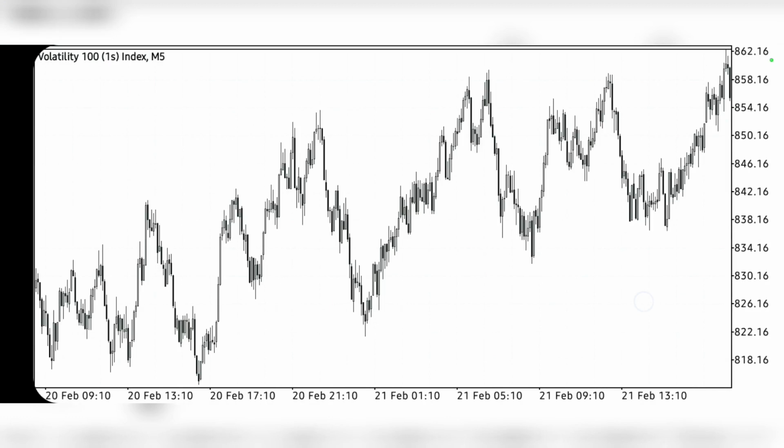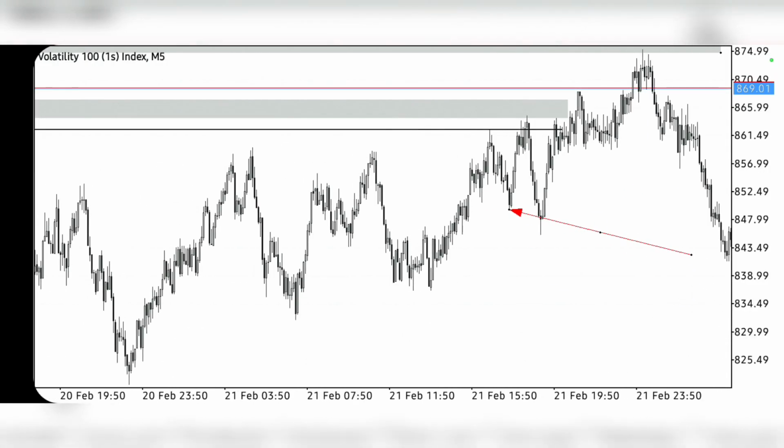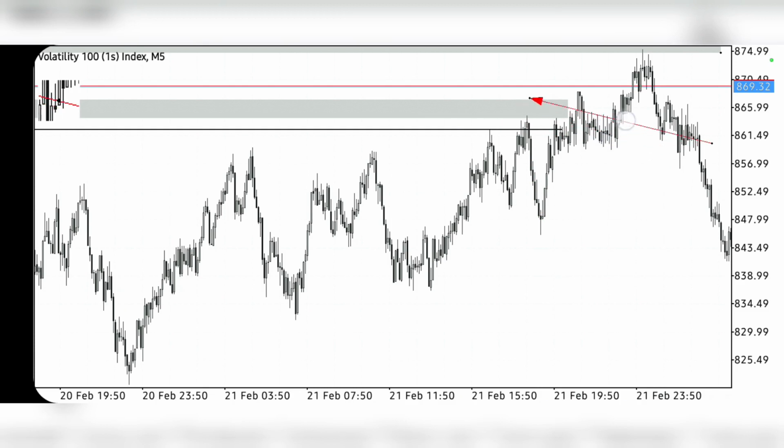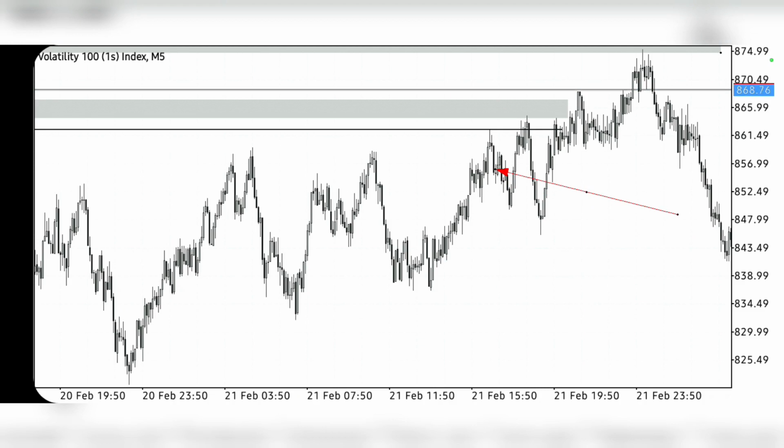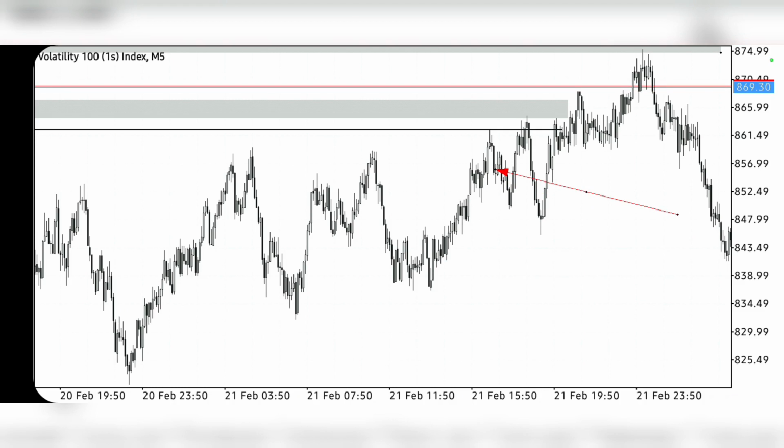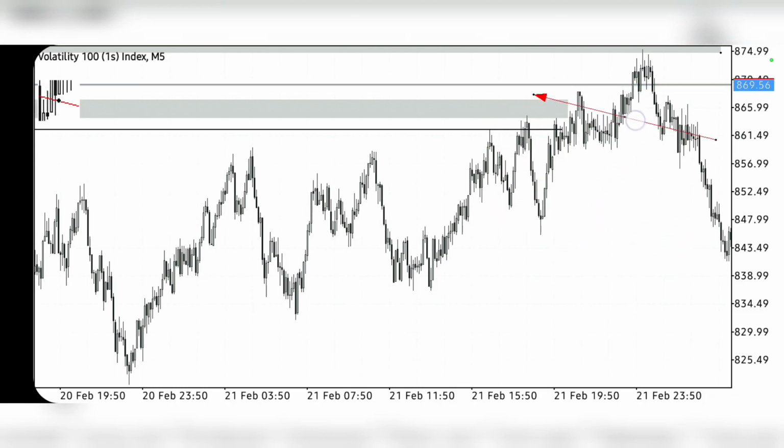We had a little break of structure which was very visible, and the market actually used that area to absorb liquidity. The market used that area to absorb enough liquidity to be able to go back to the normal POI. So the market used this area to absorb a lot of liquidity.